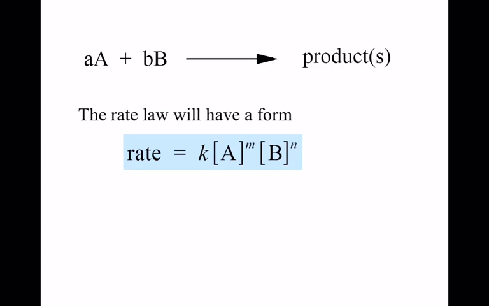Okay, so if we simply have aA plus bB, small a is the coefficient of A. Small b is the coefficient of B. Go to form products. Our rate law expression, reaction rate, same thing, is equal to k. And remember, anytime you have something in brackets, that's the molar concentration. The molar concentration of A, the molar concentration of B, each one of these are raised to their own reaction orders. This is their reaction order. Okay, that is their own personal reaction order.